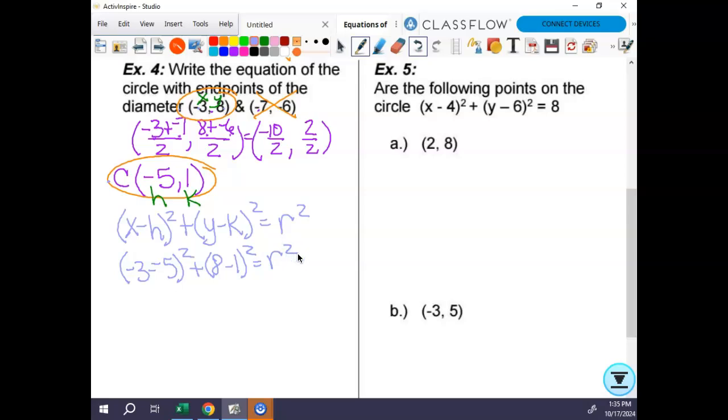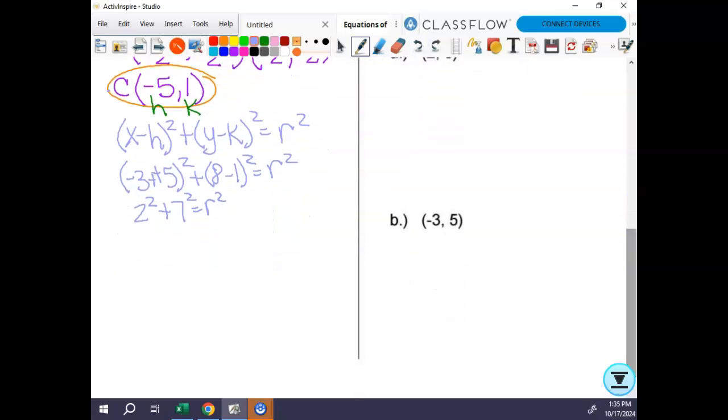So -3 minus a -5, that's 2, right? So 2 squared plus 7 squared equals r squared. So that's 4 plus 49 equals r squared. So that means that r squared equals 53. So r equals the square root of 53.